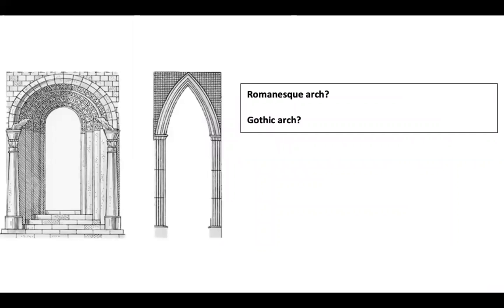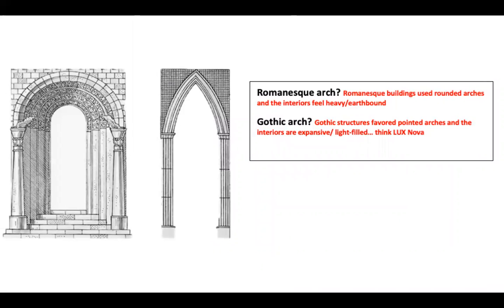Okay, and then we've got different types of arches. So there's a Romanesque arch, and then there's the Gothic arch. Remember, Gothic is soaring verticality. So Gothic is going to be the pointed arch. The Romanesque is going to be more of the round arch. Romanesque buildings use rounded arches, and the interiors are very heavy. There's not a lot of light coming in because everything is so heavy. Gothic structures favored pointed arches, and the exteriors are expansive and filled with light. So they have the stained glass windows, they have thinner walls because they have flying buttresses that allow for all that light to start to come in.